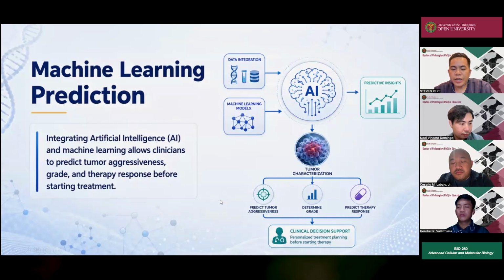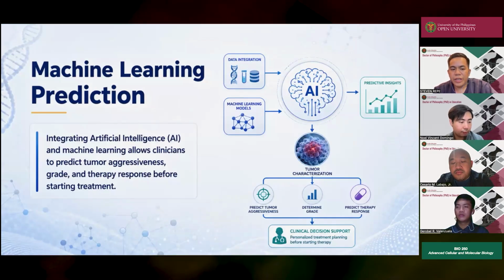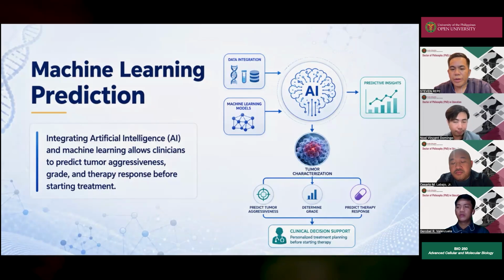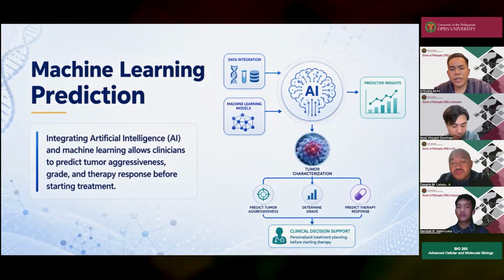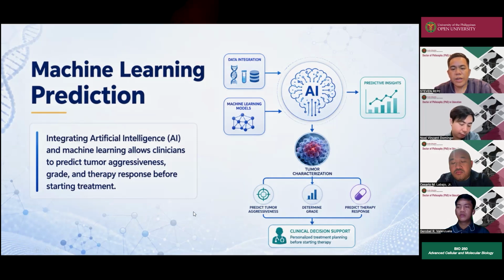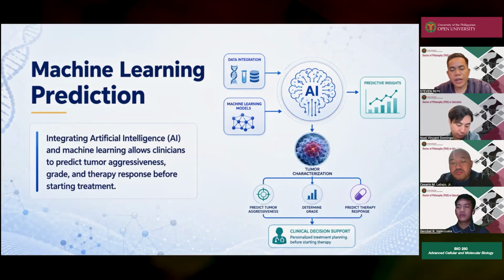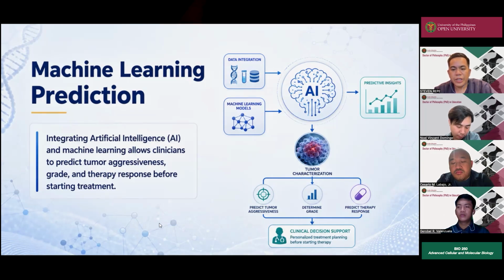For machine learning prediction, the machine learning can help predict tumor aggressiveness, grade, and response to therapy before treatment begins. This is important because treatment decisions can become more accurate. Instead of relying only on trial and error, clinicians can use data-driven predictions to guide patient care.